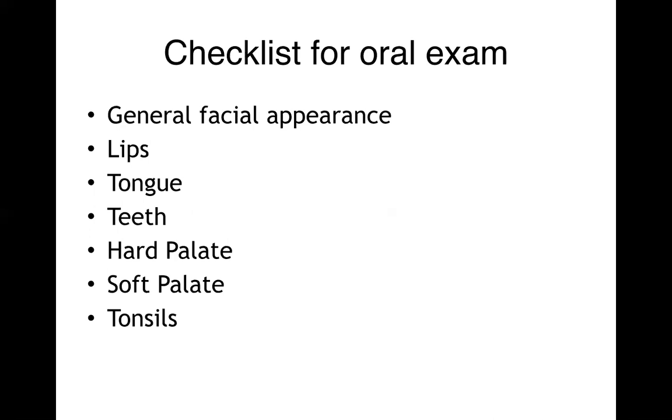In terms of a very, very basic checklist for an oral exam, we want to get an idea of the child's general facial appearance. Is there anything really jumping out at us whenever we look at that child's face? Is there anything that seems unusual? Is there anything that's asymmetric? Is there anything that would make us look at that child maybe twice because they just look a little bit different from maybe another child? We want to get an idea about the lips, the tongue, the teeth, the hard palate, the soft palate, and the tonsils as well.